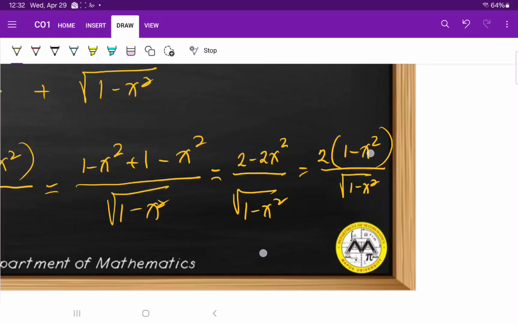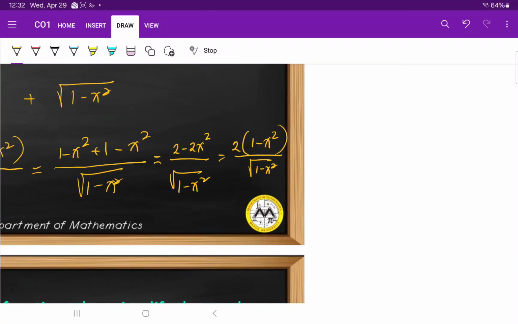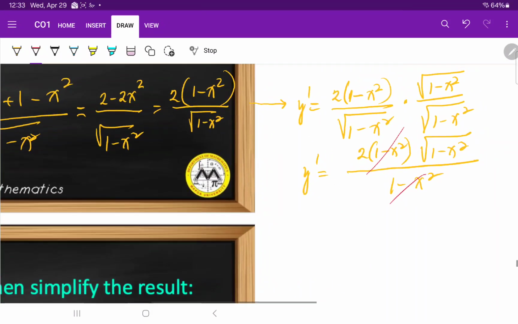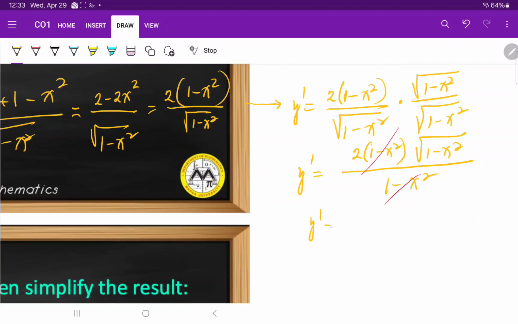Then if we rationalize, can we rationalize? Let's proceed to rationalizing. So we get y prime equals what? 2 times 1 minus x squared over the square root of 1 minus x squared. If you rationalize, this now is y prime equals what? 2 times 1 minus x squared times the square root of 1 minus x squared over 1 minus x squared. And here we can cancel out this one. So what's left is y prime is 2 times the square root of 1 minus x squared.